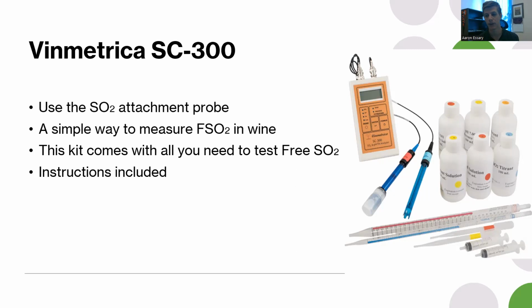The kit comes with everything you need. It comes with the titrants, the acids, actually, I don't know if it comes with acid. Yeah, the solutions you need, and the instructions are included. So if you have one of these machines, you should have an SO2 attachment probe. Just read through your instructions. It's very simple. You add a little bit of this, add a little bit of that, titrate, put your probe in it, and it measures your SO2. Very, very simple way to do it. I like it. I like Vinmetricas a lot.